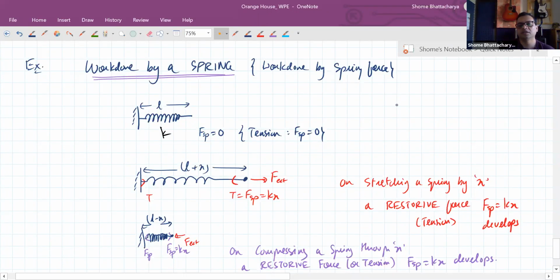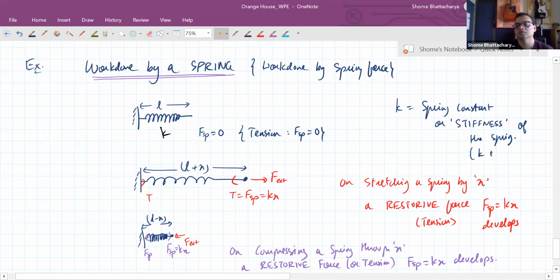So here the quantity k is called the spring constant, or also call this the stiffness of the spring. So k is expressed in newtons per meter. That is the SI unit.